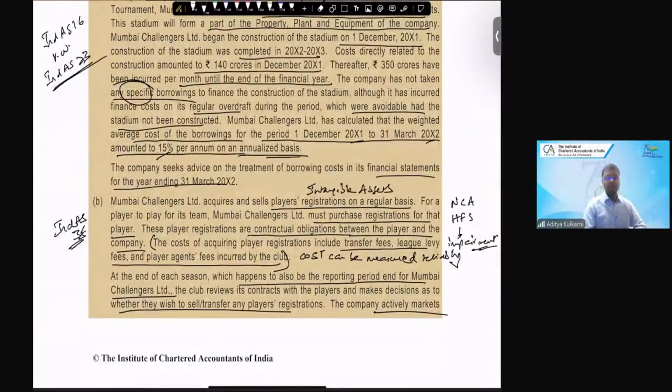Mumbai Challengers. This is the first part. Second part, Mumbai Challengers acquires and sells players' registrations on a regular basis. For a player to play for its team, Mumbai Challengers must purchase registrations for that player. These player registrations are contractual obligations between the player and the company. The cost of acquiring a player's registrations include transfer fees, league levy fees, player agents fees incurred by the club. At the end of each season, which happens to be the reporting period end for Mumbai Challengers, the club reviews its contracts with the players and makes decisions as to whether they wish to sell or transfer any players' registrations.